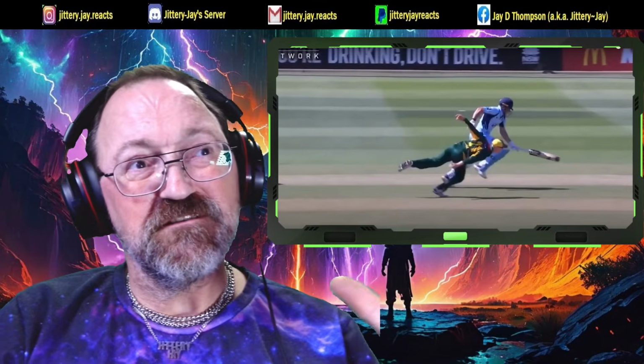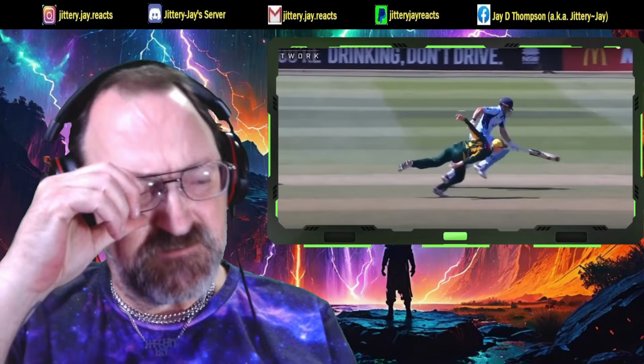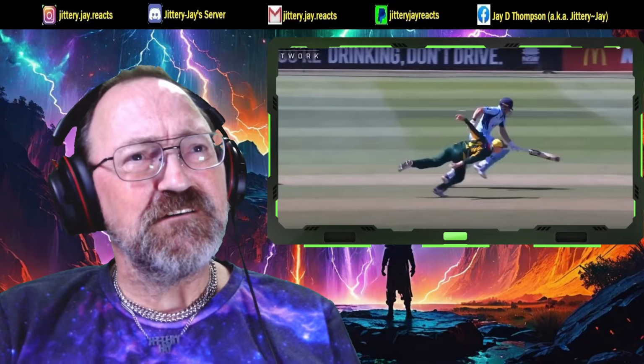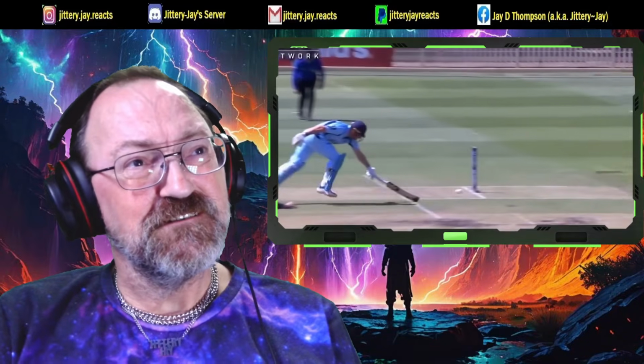I'm catching the gist of it. It's an interesting game. Wicket, looks fun. The batting and running team is said to have lost the wicket.